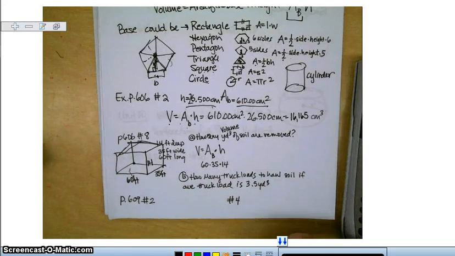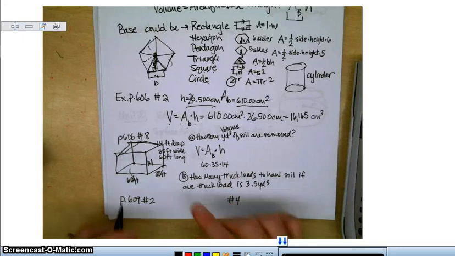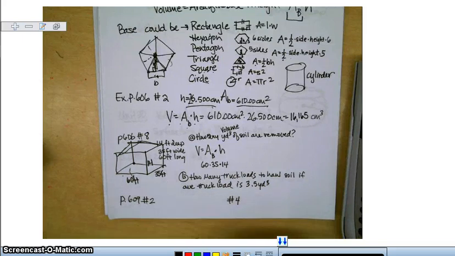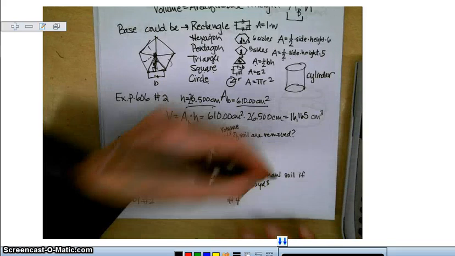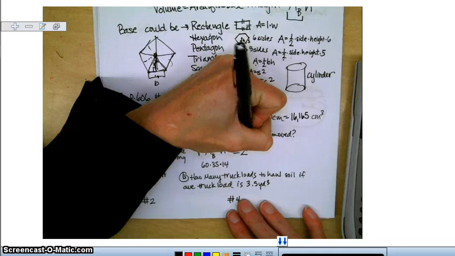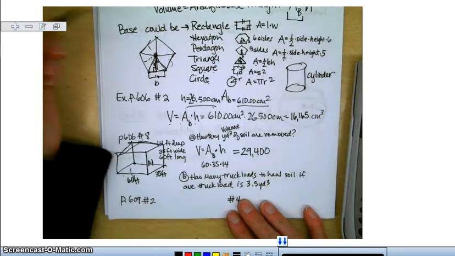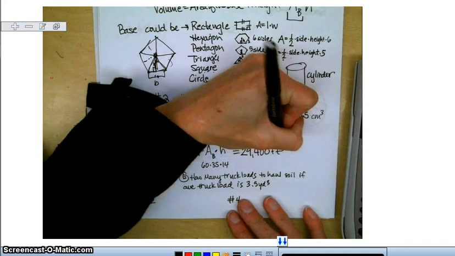Some of you may have learned the volume of a box is length times width times height. Well, it really is, okay, because the area of the base is length times width. So 60 times 35 times 14 gives me that the volume is 29,400, and this would be feet cubed, cubic feet of soil.